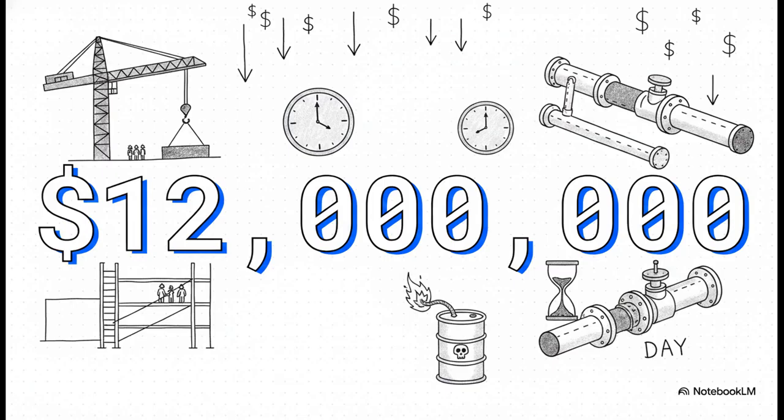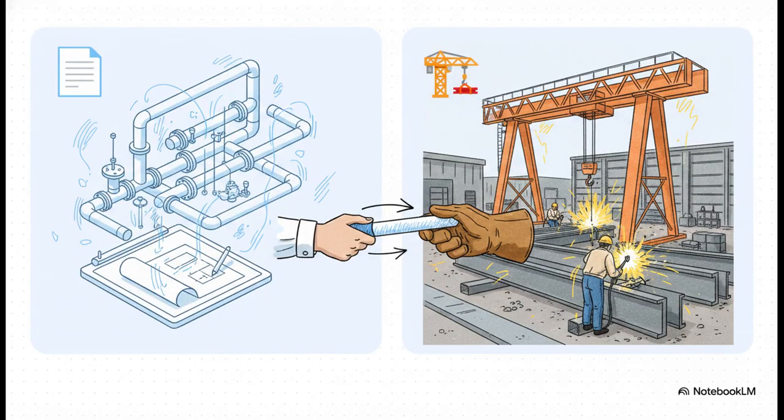And here's the truly terrifying part. That $12 million is just the baseline burn rate. We're talking before liquidated damages even hit, before extended vessel charter costs pile up, and way before the massive reputational hit your company takes. Every single concept we're covering in this explainer today exists to protect those 12 days and that $12 million.